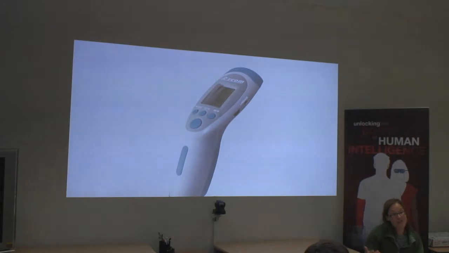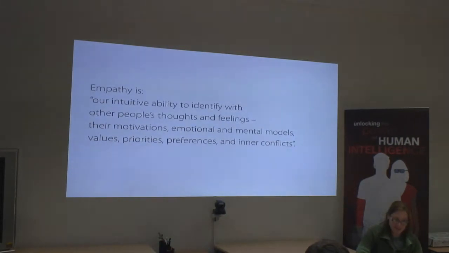So basically, this whole context mapping idea is all built around the notion of empathy. And just to specify, this is one of the definitions of what empathy is. It says that it's our intuitive ability to identify with other people's thoughts and feelings, their motivations, emotional and mental models, values, priorities, preferences, and inner conflicts.